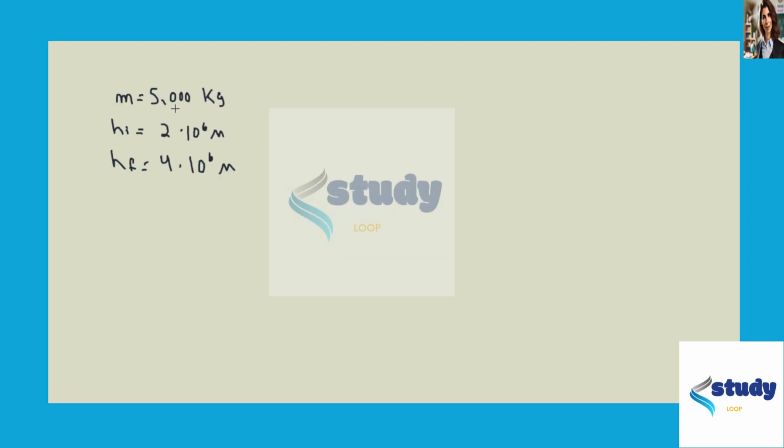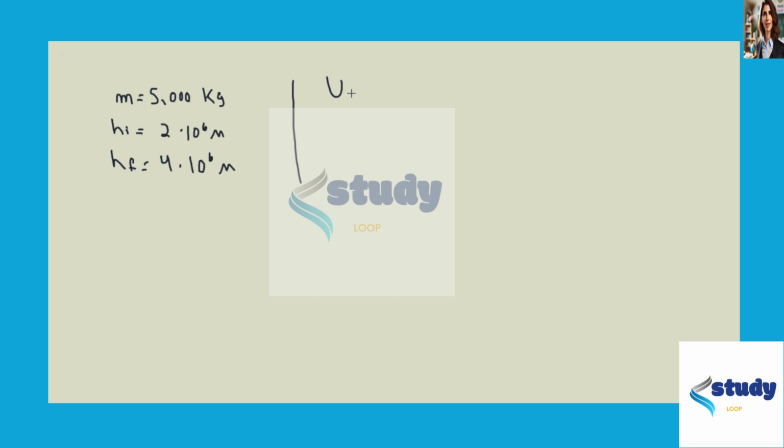A 5,000 kilogram satellite is in orbit above Mars, initially at an orbital height of 2,000 kilometers, so 2 times 10 to the 6 meters. Then it moves to a height of 4 times 10 to the 6 meters, and we want to know how much work is needed to do that. So we'll set this up with conservation of energy.